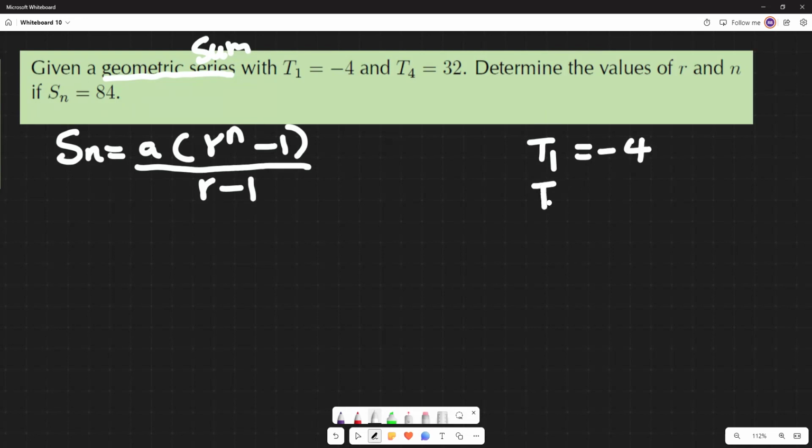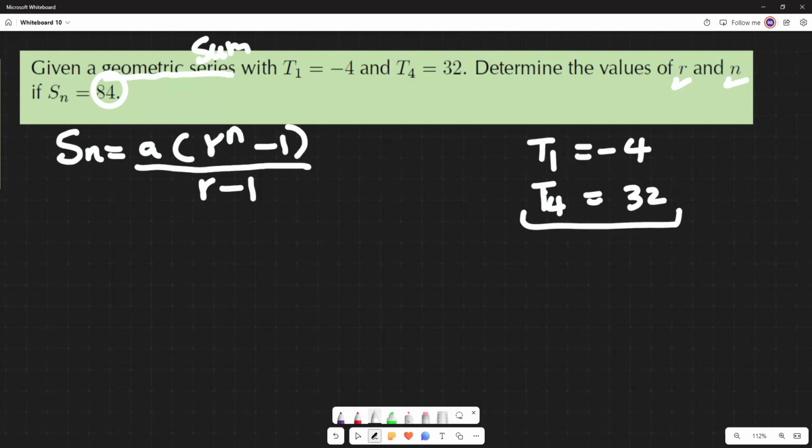I'm given that the fourth term is equal to 32. They want me to determine the value of r and n if the Sn is 84. Okay, so guys, here I'm given 2 terms, right? Let's come and work here first.